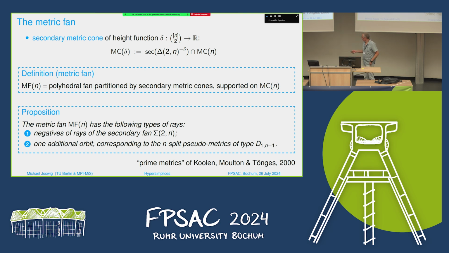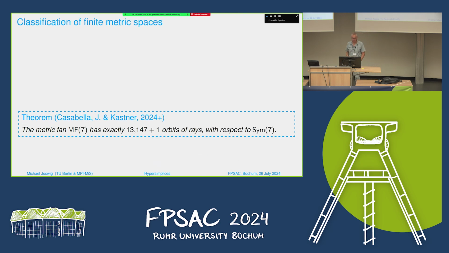So this is a result which is essentially known, but it has never really been written up, it seems, and therefore in some of the published papers there are subtle errors where they are sometimes off by one in a count, just because of this extra orbit that is sometimes ignored. Work on these metric fans and metric cones has been done by Kuhn, Moulton, and Tönges, who were also motivated by questions in biology.